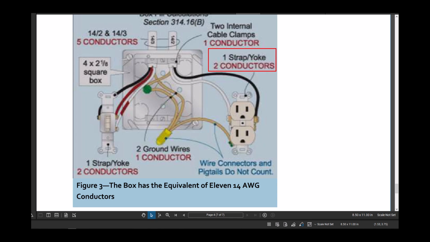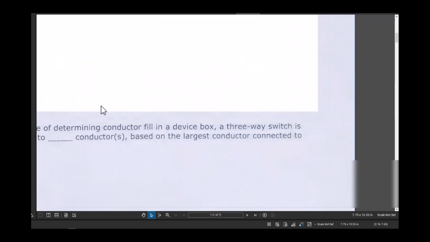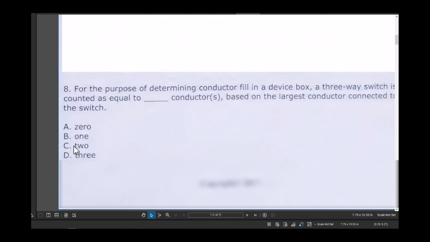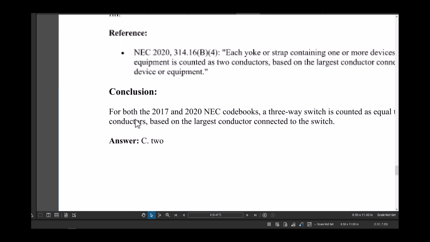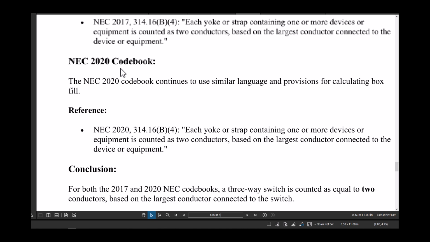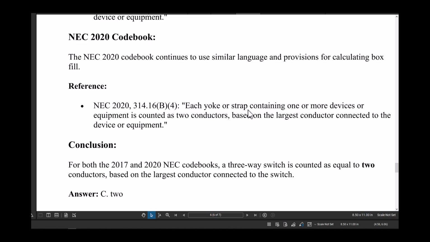Now if I go back to the answer, it should be C, 2. If we summarize based on the NEC 2020, the reference is this: each yoke or strap containing one or more devices or equipment is counted as two conductors based on the largest conductor connected to the device or equipment. And the answer is C.